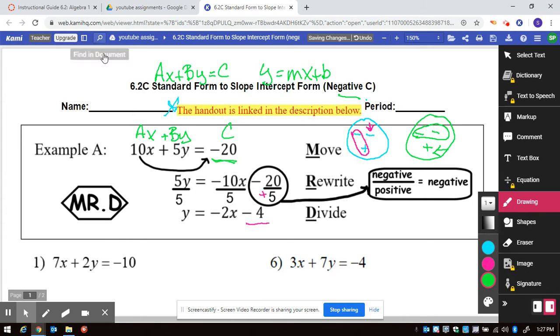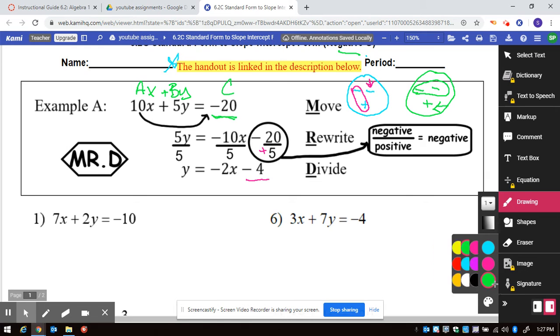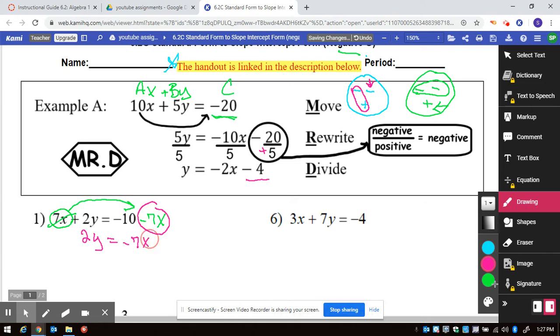You guys are already familiar. If you've watched 6.2 A and B, you're familiar with Mr. D. We're going to move, rewrite, and divide. Here we go. Step number 1, move the x to the other side, opposite sign. Rewrite. So this is 2y is equal to, when you rewrite, make sure that you take whatever sign along with it, negative 7x and minus 10. Now, the last step is going to be divide by the coefficient with y to everything.